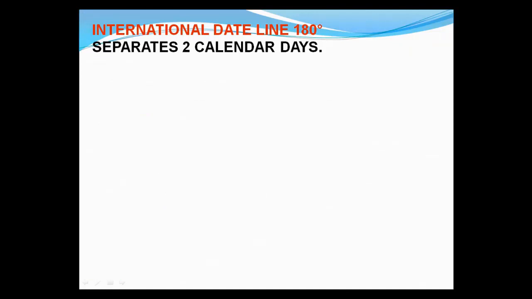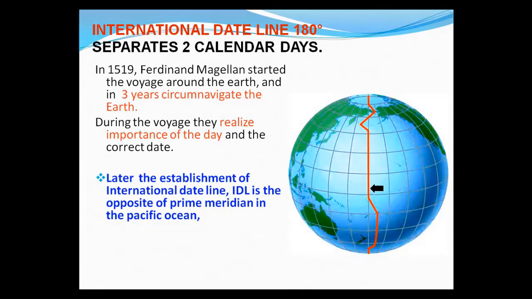Now we'll understand the international date line. The international date line is at 180 degrees. It separates two calendar days. As you can see in the sketch, the international date line is drawn in red color and passes exactly over the Pacific Ocean. Why it is zigzag, we'll discuss after some time.